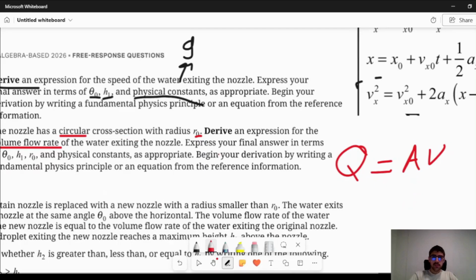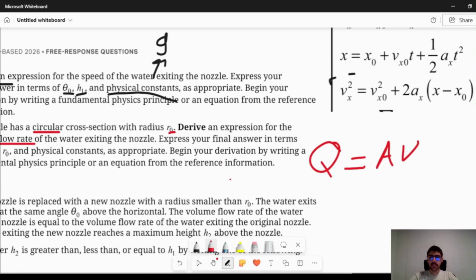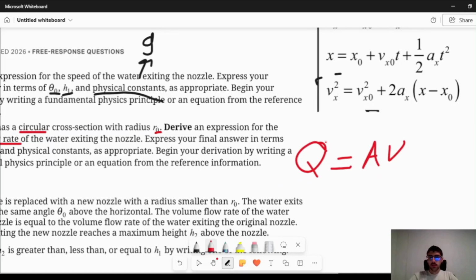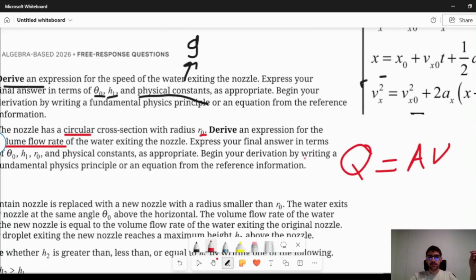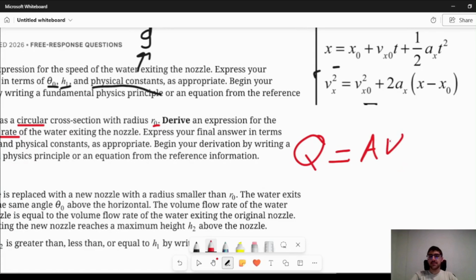So, derive an expression for the volume flow rate of the water exiting the nozzle. Express your final answer in terms of theta, H1, R0, and physical constants as appropriate. Begin your derivation by writing a fundamental physics principle or an equation from the reference information. So this is a fundamental physics principle, which is what we're going to be using. To derive an expression for the volume flow rate, we need to find the circular cross-section of the nozzle, of where the fluid is leaving from, and then V, which is velocity, the exit velocity.